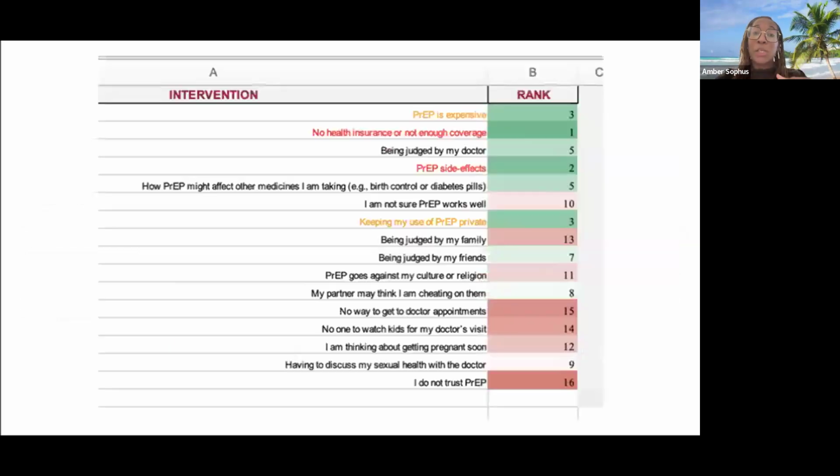So as participants, you would see something similar to this screen. And I would start asking them like, okay, we'll take a minute, and we see that number 1 was no health insurance, not enough coverage. We see that the number 2 across the whole group was PrEP side effects. We see PrEP is expensive was number 3, and I may do that for like the top 5 items, or maybe just the top 3 items. It just depends. And I'll also do that for the lowest items too. So I'll give them time to kind of see the list.